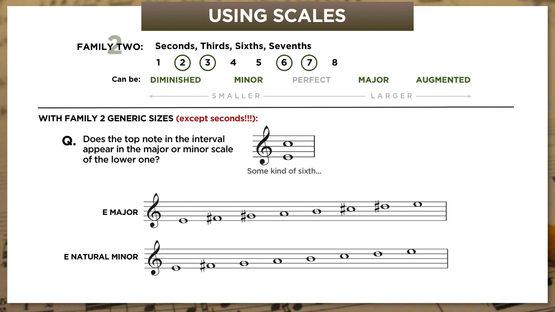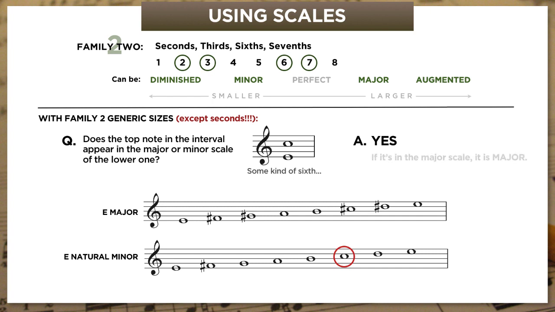This doesn't work with seconds. This is only true of thirds, sixths, and sevenths. Sorry, it's just the way it is. So we're looking at some kind of sixth. Does the top note appear in the major or minor scales? The answer is yes, it does. In E minor, we have the note C natural.